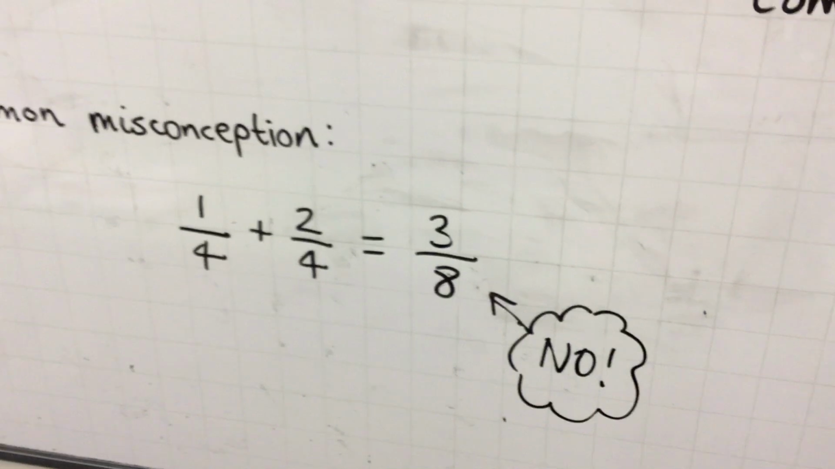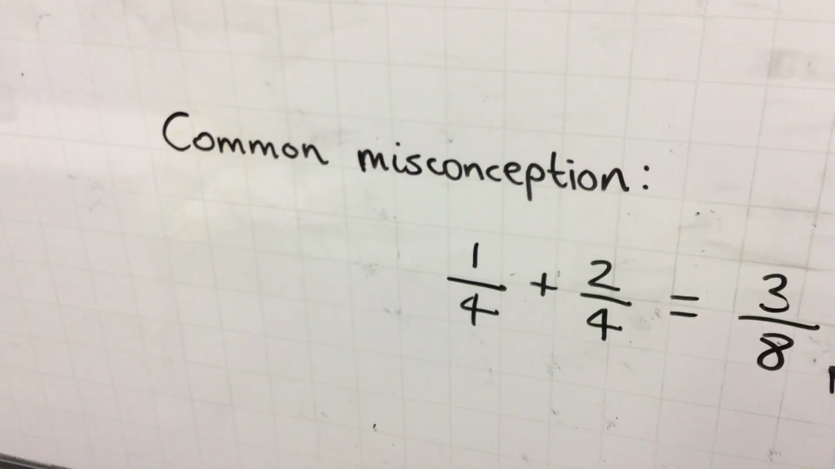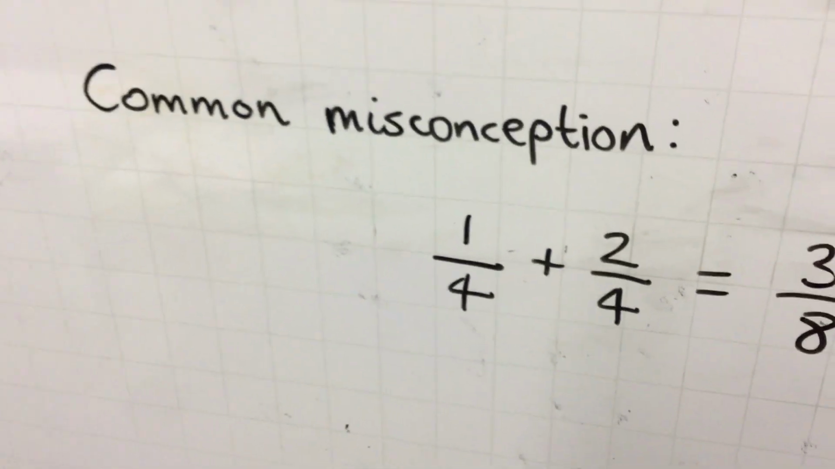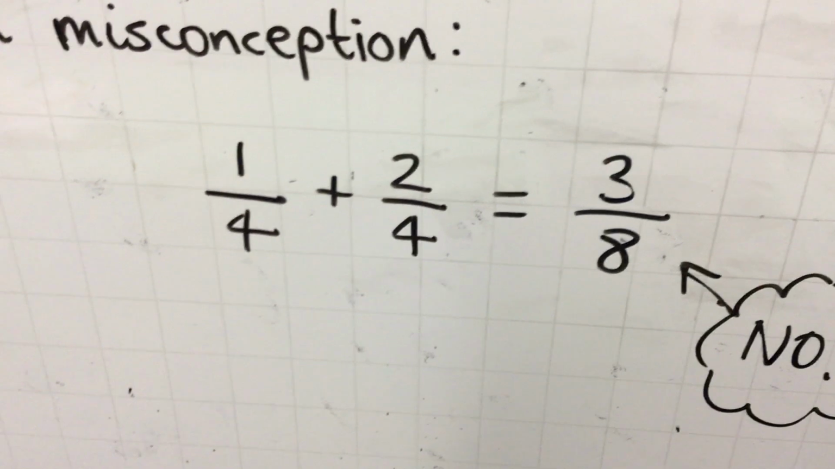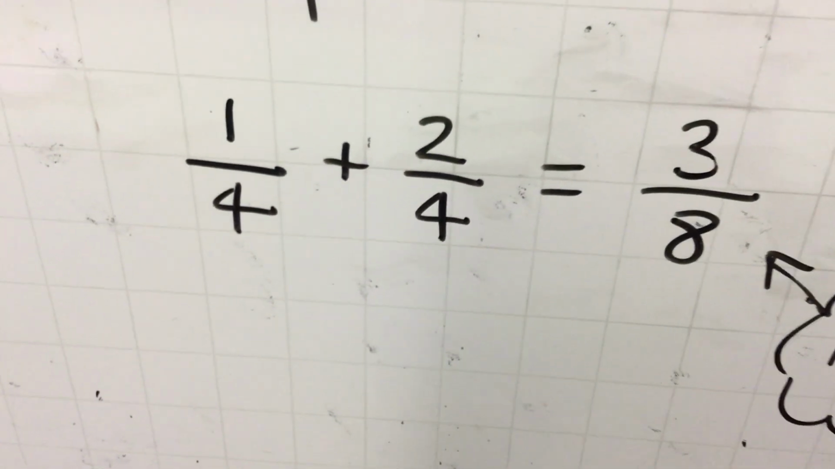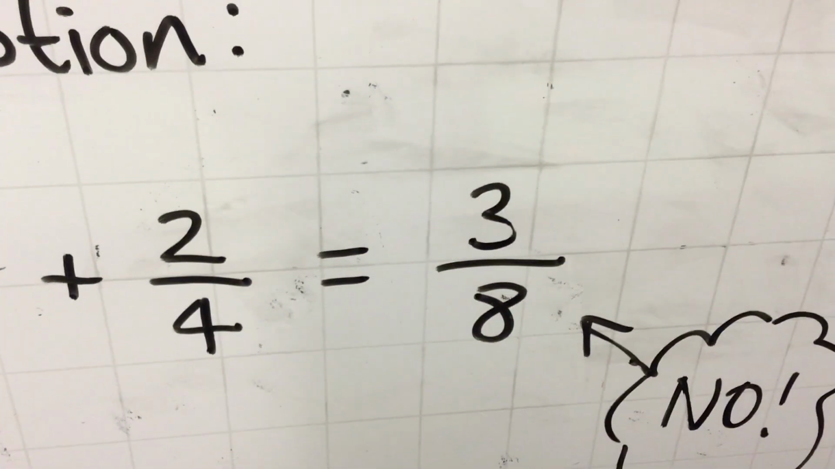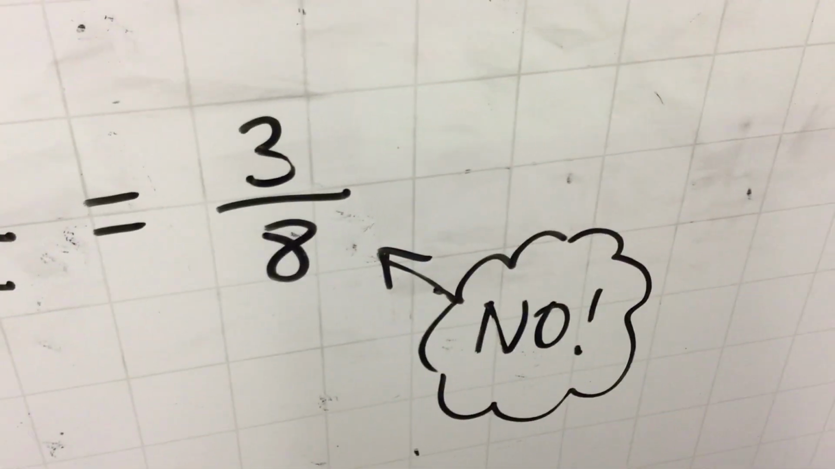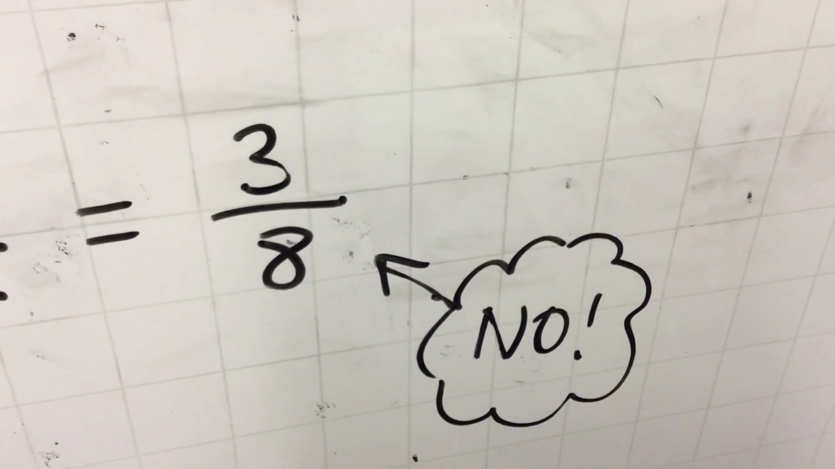Now, if you remember from last week, we discussed a common misconception, something that is incorrect, that we have to avoid at all costs. We do not add the denominators. When we've got 1 quarter and 2 quarters, the answer is 3 quarters, not 3/8. Remember, we proved that last week. So if you're not sure on that one, look back at some of the previous lesson videos.